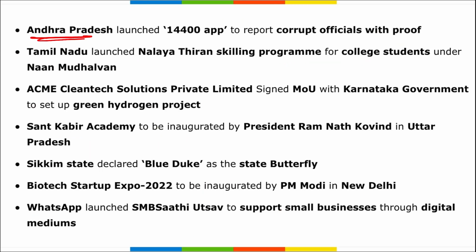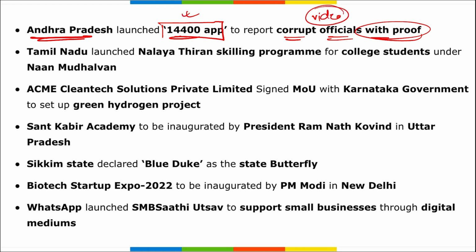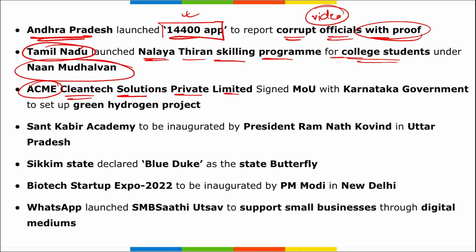Next, Andhra Pradesh, they have launched the 14400 application to report the corrupt officials with proof, so that people can use the video of them and just put it on the app, and let the officials know that those are the corrupt officials in the government department and action will be taken against them. Then Tamil Nadu has launched the Naan Mudhalvan Nalaya Thiran skilling program for college students. Then ACME Cleantech Solutions Private Limited signed an MOU with Karnataka government to set up a green hydrogen project.